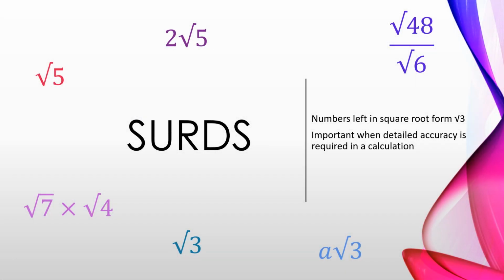Today we're going to look at surds. So surds are numbers left in square root form, e.g. square root of 5, square root of 3. These are important when detailed accuracy is required in a calculation.